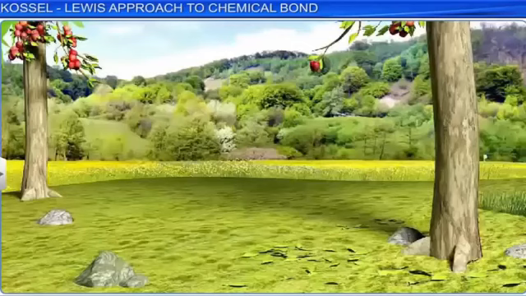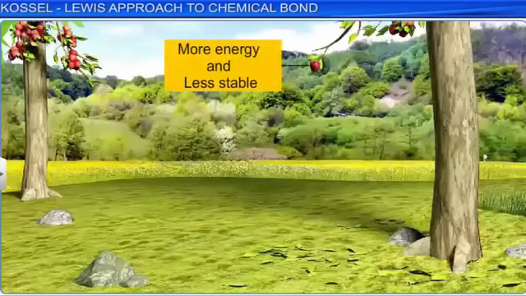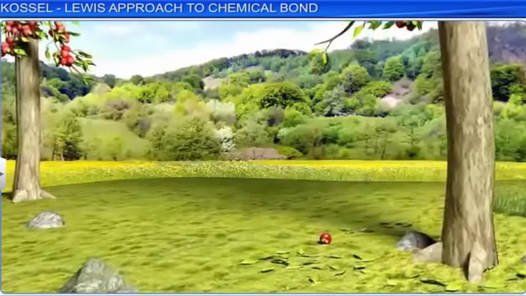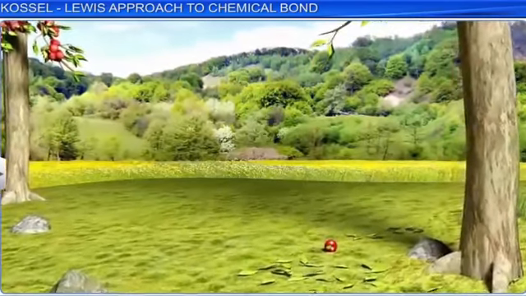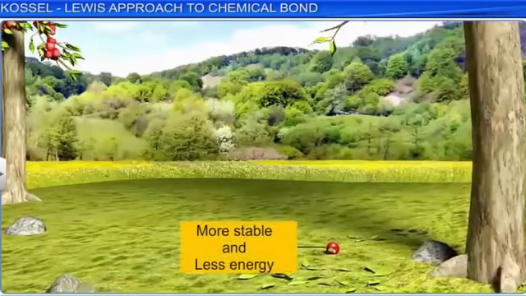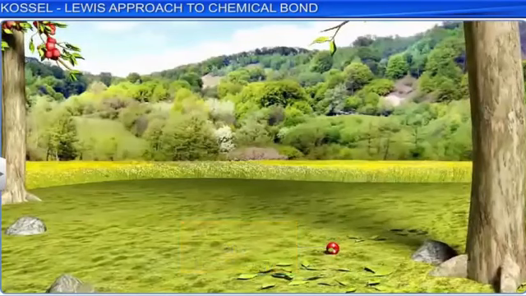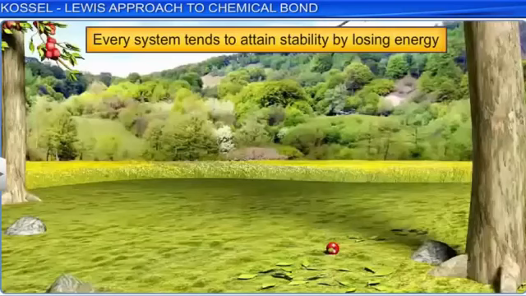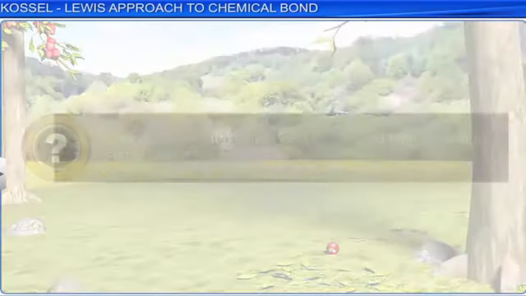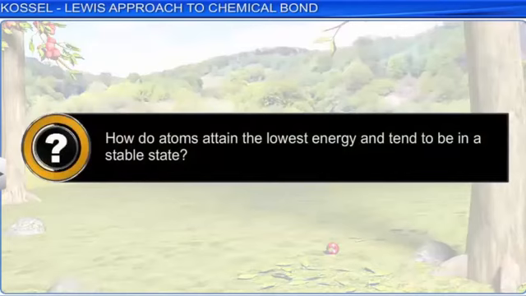In nature, a system with more energy is less stable. In other words, the lowest energy state corresponds to the most stable state of the system. So, every system tends to attain stability by losing energy. Let's see how the atoms attain the lowest energy and tend to be in a stable state.